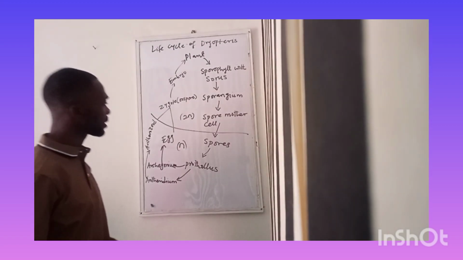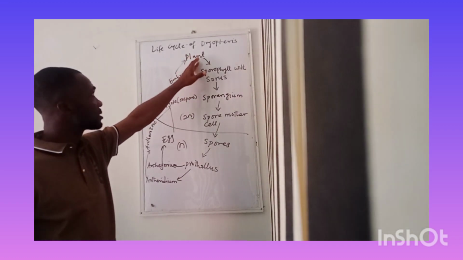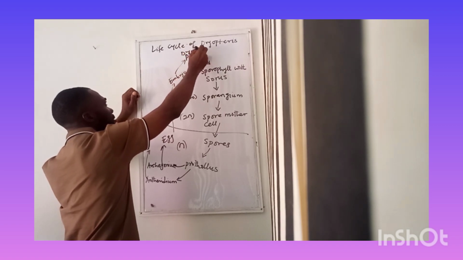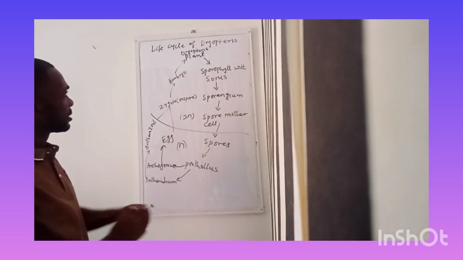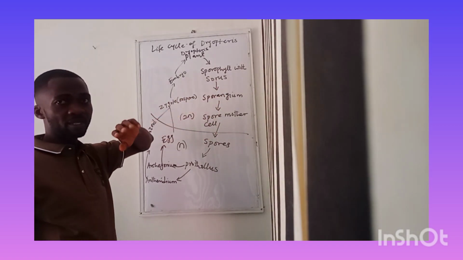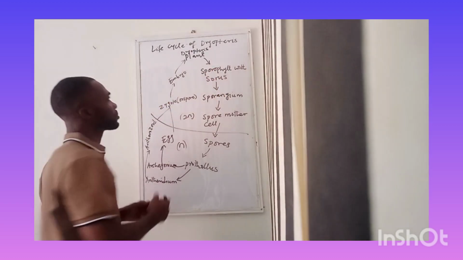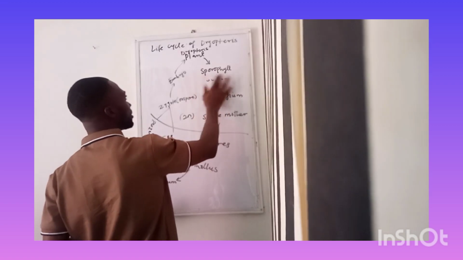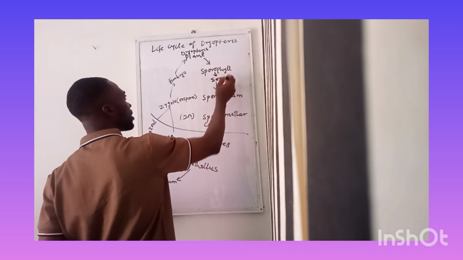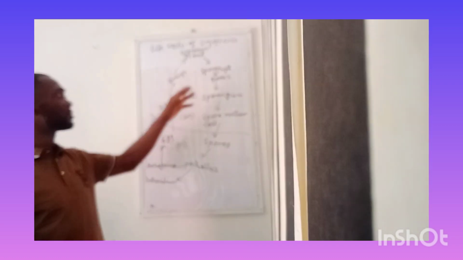So as you can see again, this is a plant, the Dryopteris plant. Then this is sporophyll with sorus. Then this is sporangium. Remember I said that the sporophyll, we can even put it this way. Okay, whichever way. We can still write sporophyll, then sorus differently, depending on how I want to write it. So you can write sporophyll with sorus, or I can just write sporophyll then write sorus.